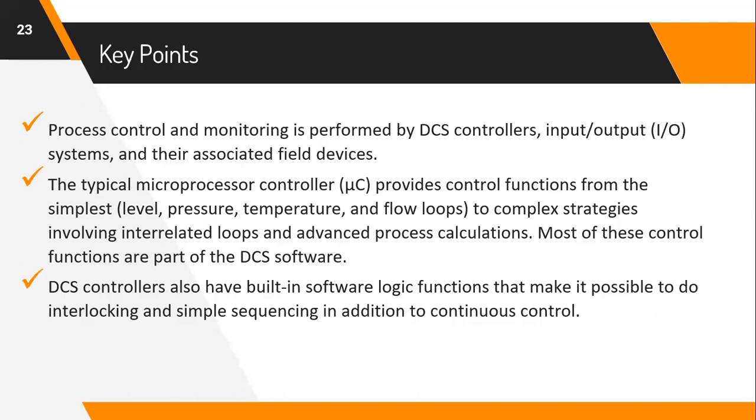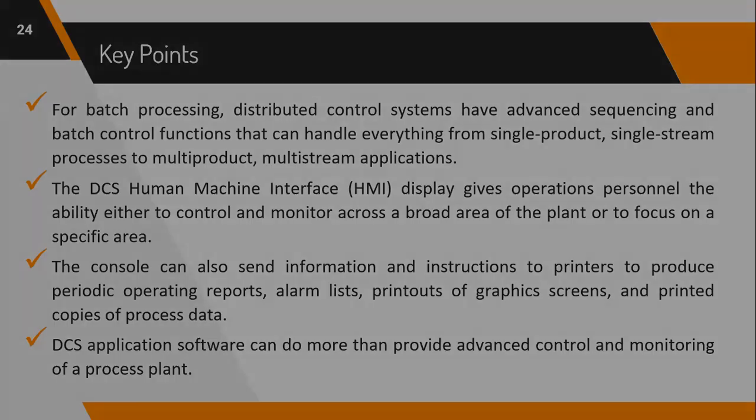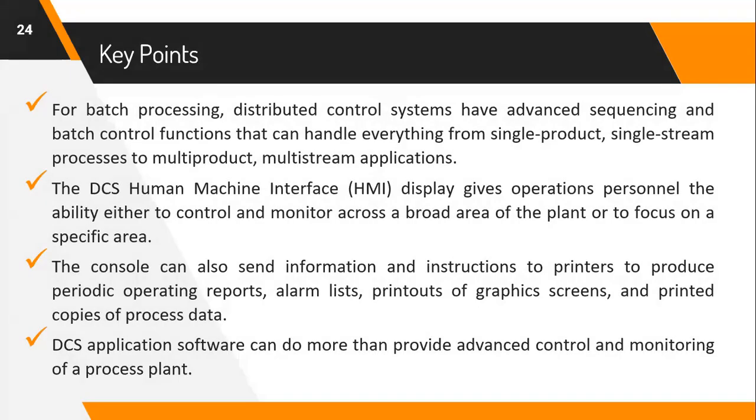DCS controllers also have built-in software logic functions that make interlocking and simple sequencing possible in addition to continuous control. Next, for batch processing, distributed control systems have advanced sequencing and batch control functions that can handle everything from single product, single stream processes to multi-product, multi-stream applications.